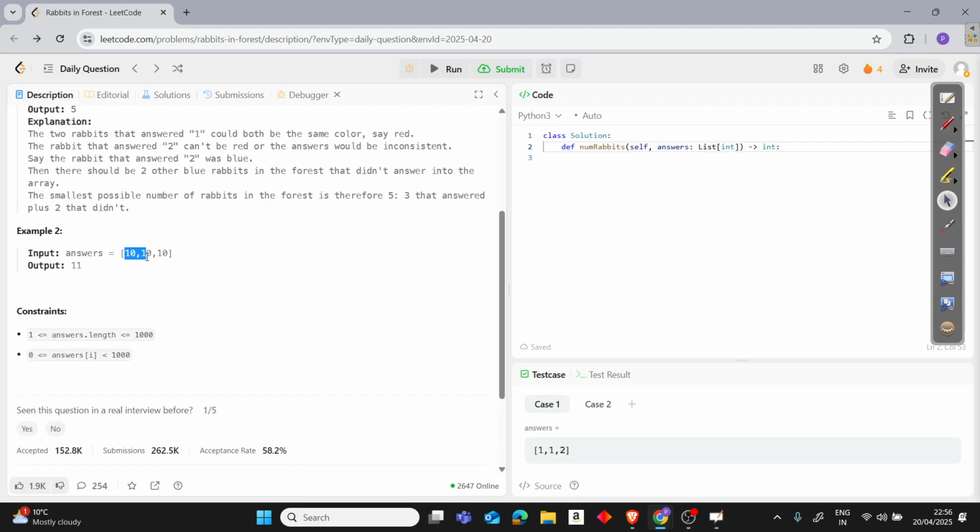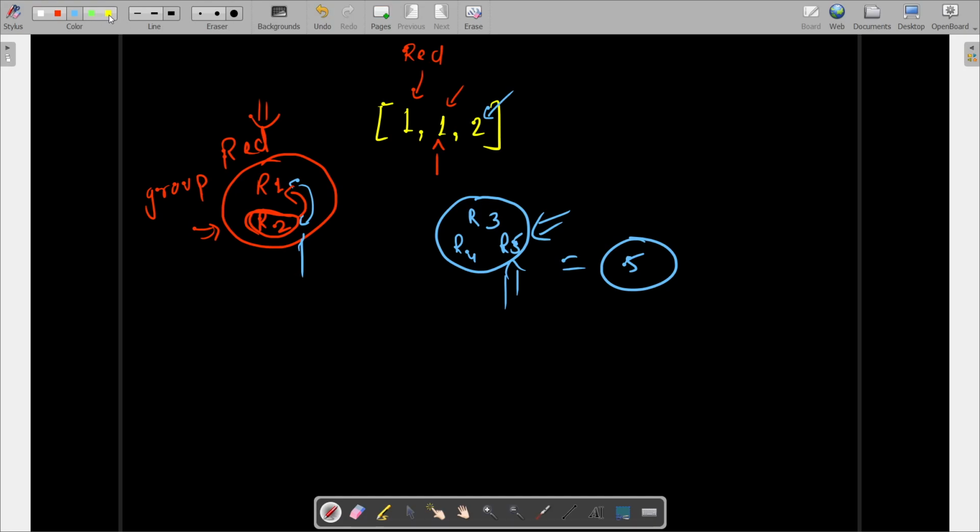It says 10, 10 and 10. So let's do that. What is meant by 10, 10 and 10? We asked three rabbits and everyone said 10, 10, 10. We asked the first rabbit and, let's say it's of red color, he will say there are 11 rabbits. Okay, R1, R2, R3 up till R11, rabbits which belong to red color.